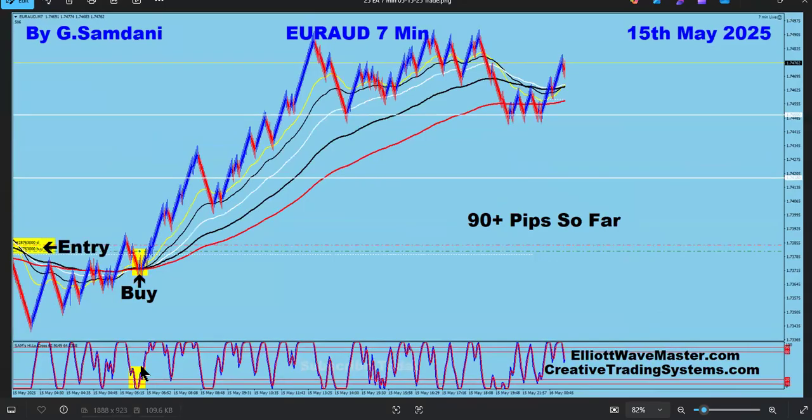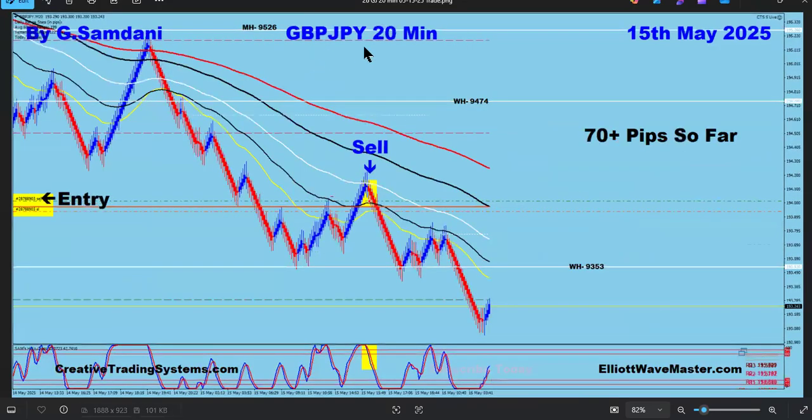Yellow is above the black. This indicator went all the way down, and boom, the EA opened the trade for 90 pip. I closed. Pound yen, this one is a small trade, right?